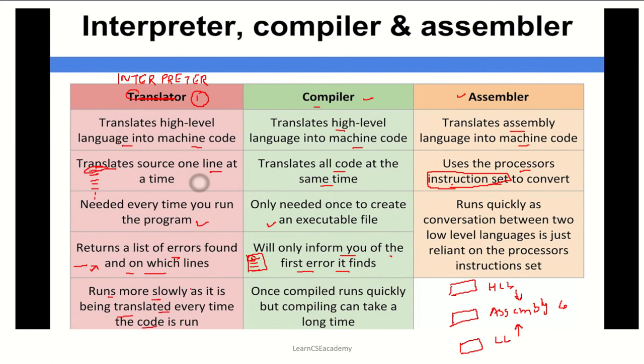Obviously the interpreter is slower than the compiler, because the compiler translates and executes the entire program at once. So it will be quicker as compared to the interpreter. The assembler runs quickly as the conversion between the two low level languages just relies on the processor instruction set.